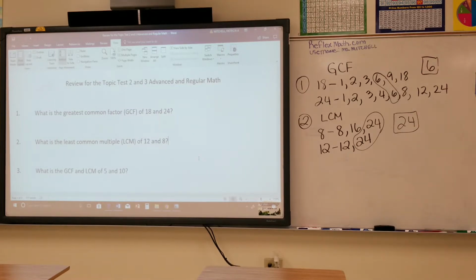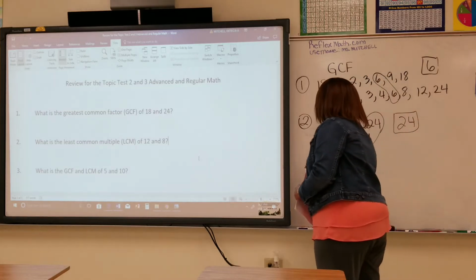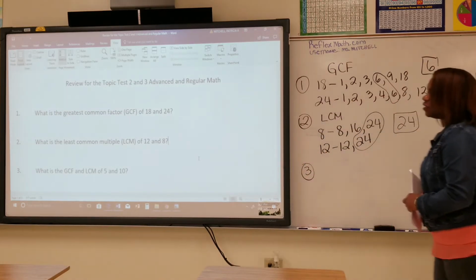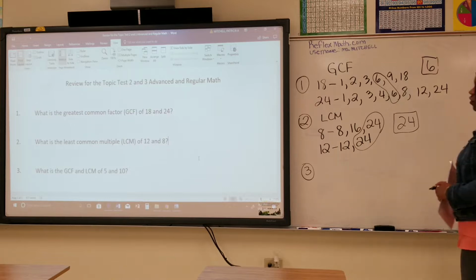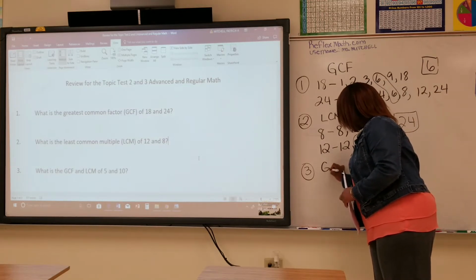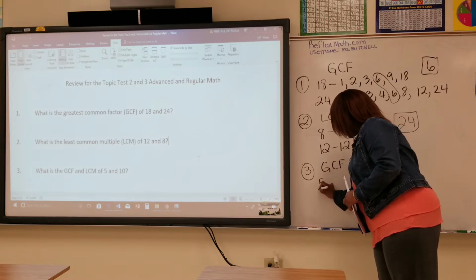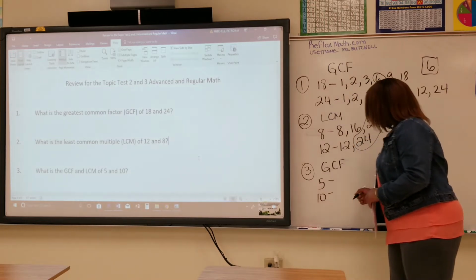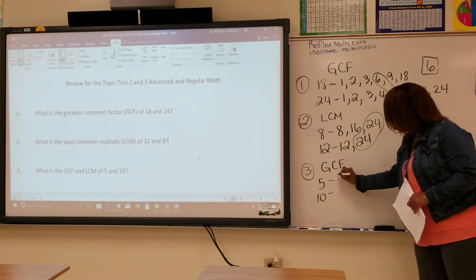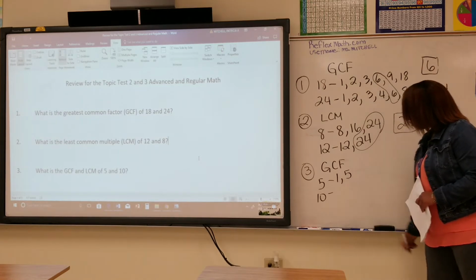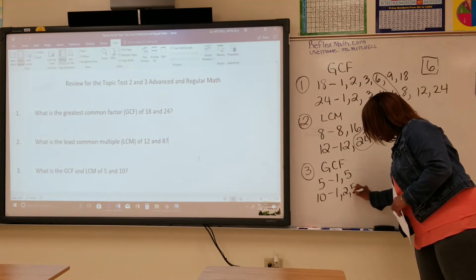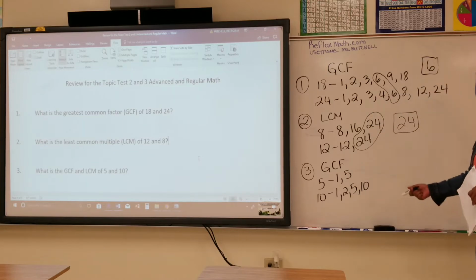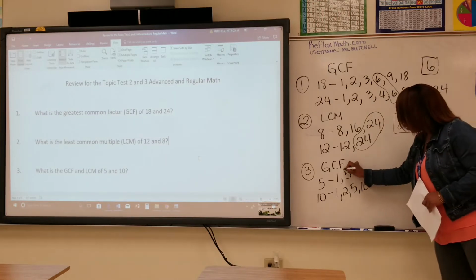Okay? Number 3. Number 3 says, what is the GCF and the LCM of 5 and 10? So for this question, you need 2 answers. The first, they ask for the GCF, the greatest common factor, of 5 and 10. So the factors of 5 are 1 and 5. The factors of 10 are 1, 2, 5, and 10. So the greatest common factor is going to be 5.